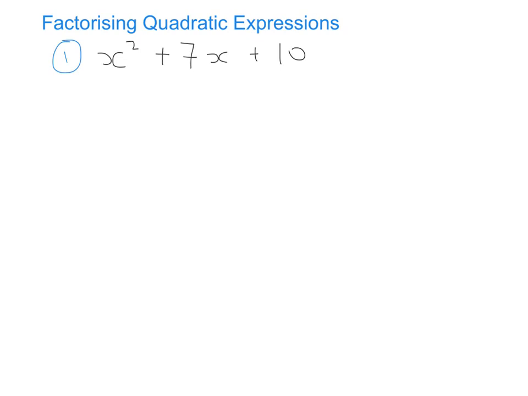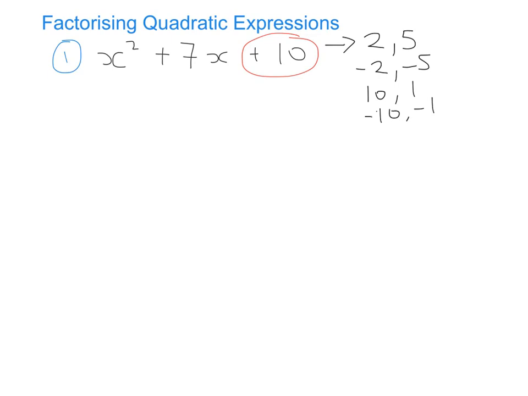The first thing that you're going to do in this question is to look at your plus 10, and you're going to ask yourself what two numbers multiply to give you plus 10. So if we take over to the right hand side, we can say, okay, the number 2 multiplied by 5 gives you plus 10. The numbers minus 2 and minus 5 give you plus 10 when you multiply them. 10 multiplied by 1 equals 10, and minus 10 multiplied by minus 1 would also equal plus 10.